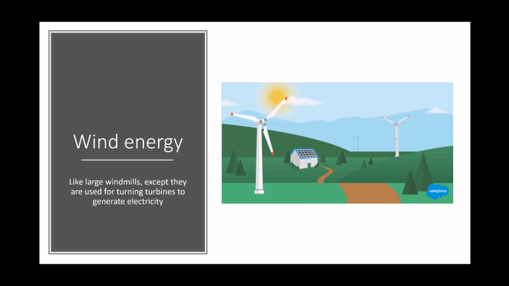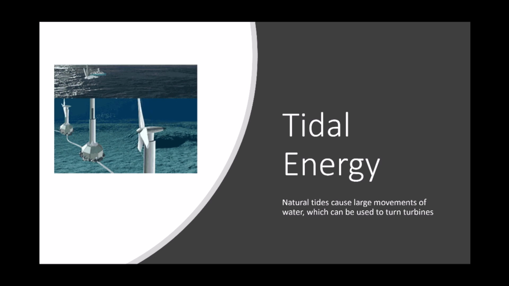Wind energy. Wind energy is usually the use of wind turbines to capture the flow of wind and use that again to turn turbines to generate electricity. Tidal energy. Natural tides cause large movements of water, and so we can take advantage of that using turbines underwater and allowing the movement of the tide to move those.